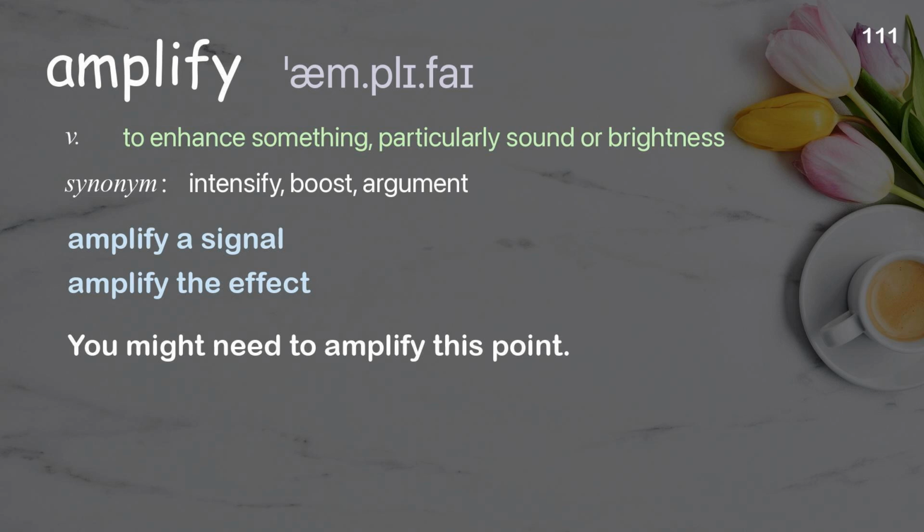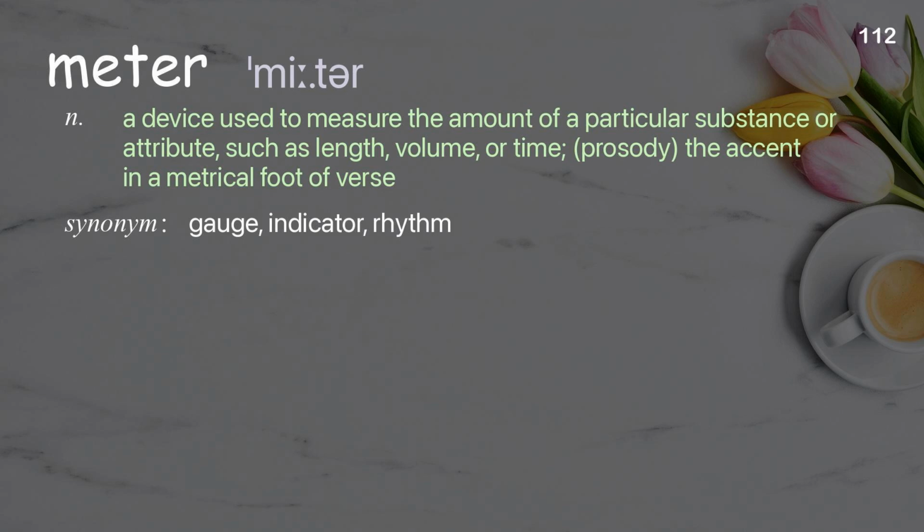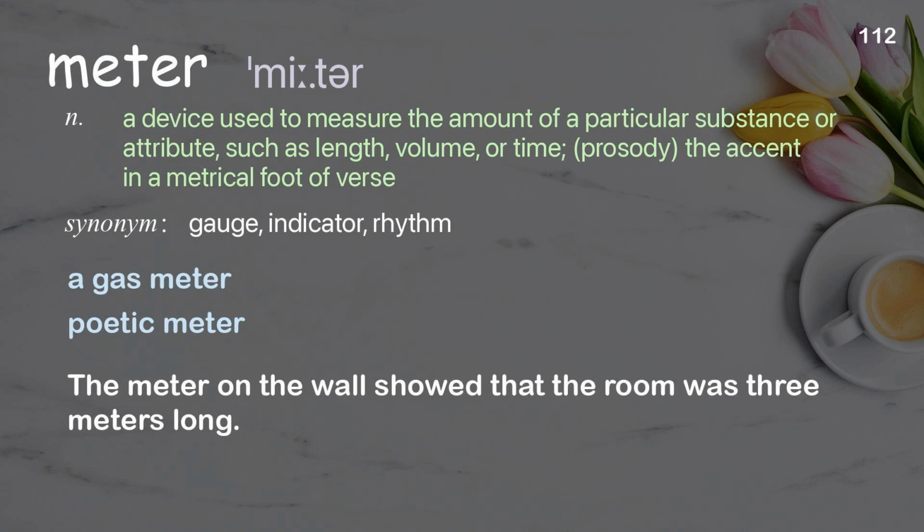Meter: a device used to measure the amount of a particular substance or attribute, such as length, volume, or time; prosody, the accent in a metrical foot of verse. Examples: a gas meter. Poetic meter. The meter on the wall showed that the room was 3 meters long.